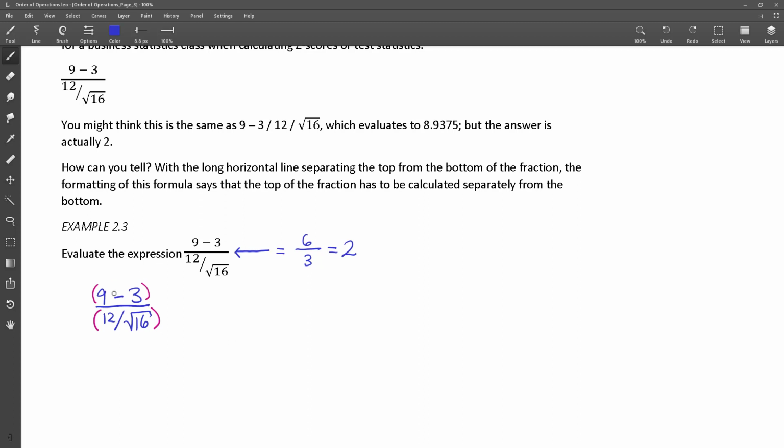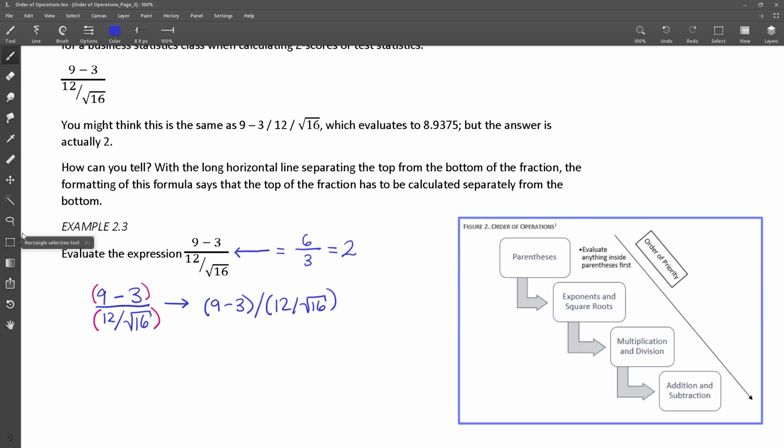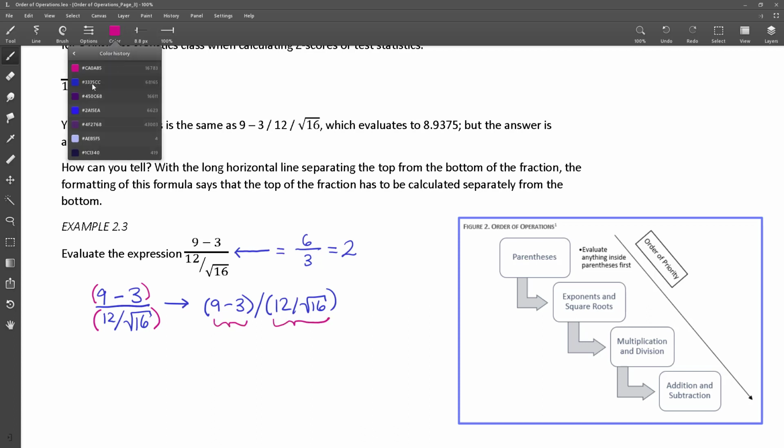Once we enclose the top in parentheses and the bottom in parentheses, what this expression becomes on one line is open parentheses, 9 minus 3, close parentheses, divided by open parentheses, 12 divided by the square root of 16, close parentheses. And this we can solve using our usual order of operations. Order of operations says you have to solve what's inside parentheses first. All right, so if I take a look at this set of parentheses versus this set of parentheses, take the one on the left first.